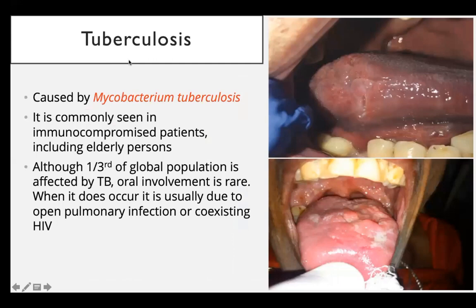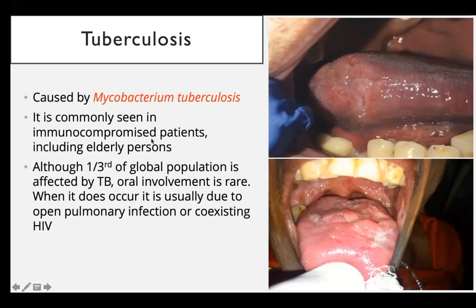Now we start our lecture from tuberculosis. I think this is the last class. It is caused by Mycobacterium tuberculosis. It is commonly seen in immunocompromised patients. Remember, oral lesions in the case of tuberculosis and HIV patients are because of the immunocompromised state, because this state lets other infections, which were otherwise dormant or hidden in our body, appear. They get a chance to appear.